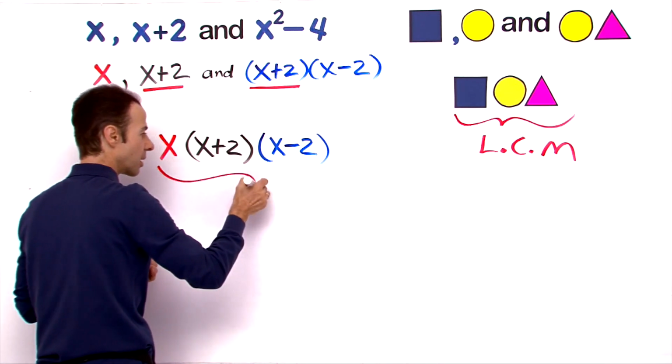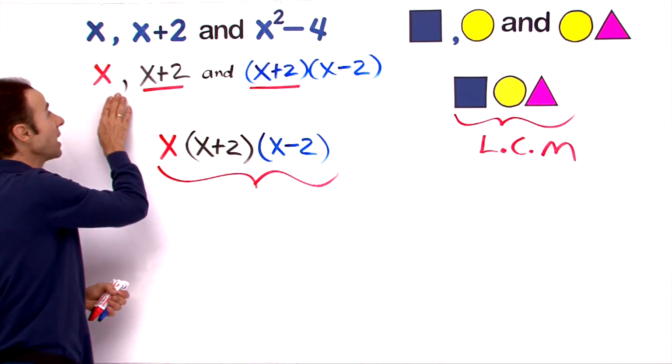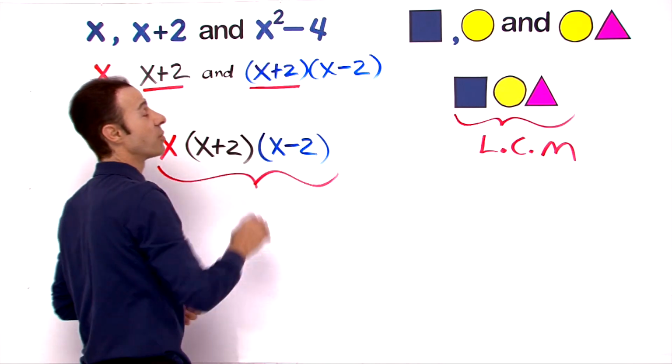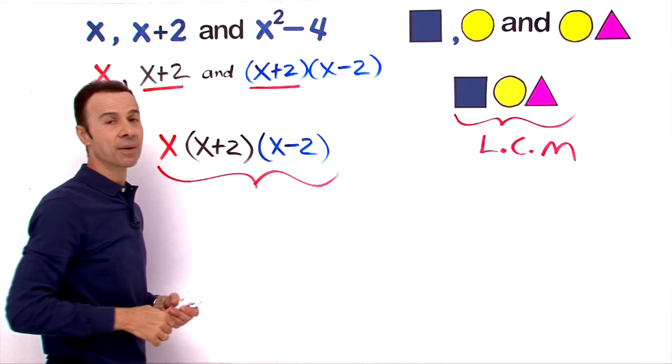Therefore, the lowest common multiple between the three expressions x, x plus 2, x squared minus 4 is x, x plus 2, x minus 2.